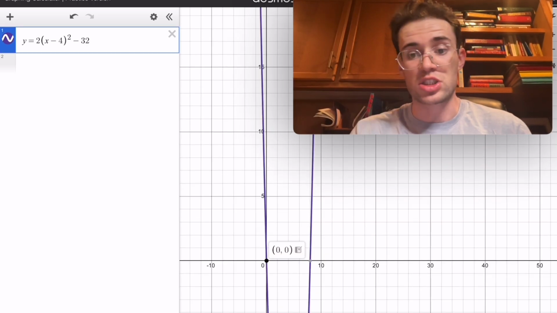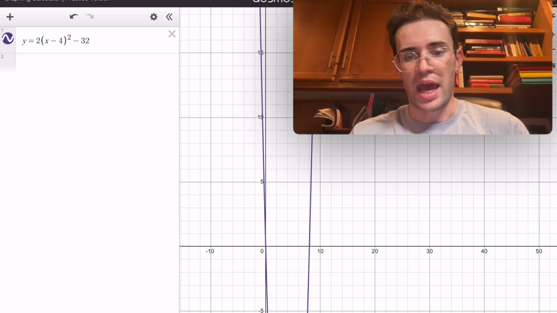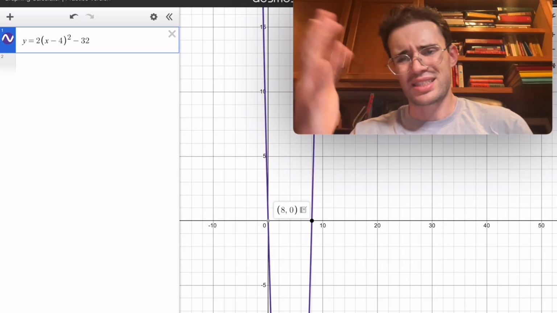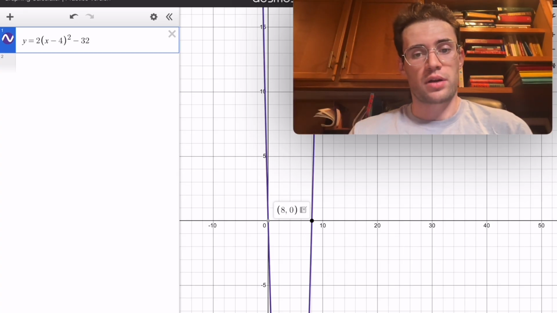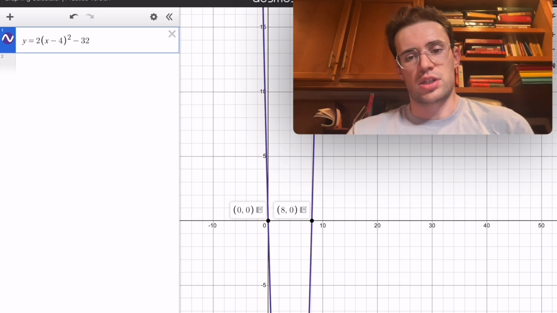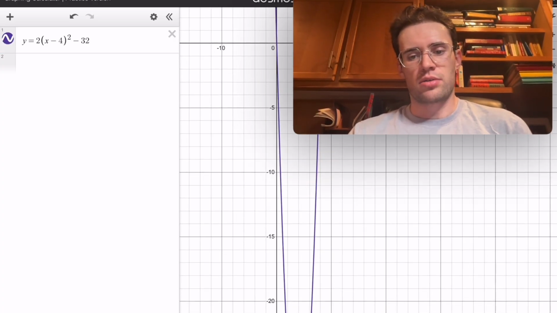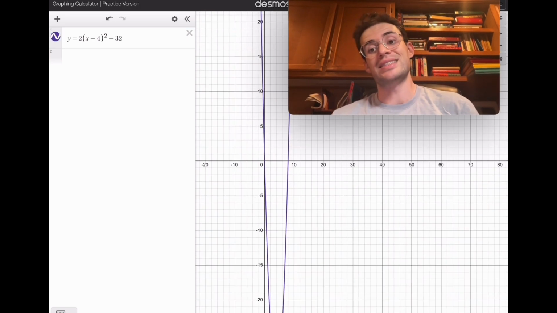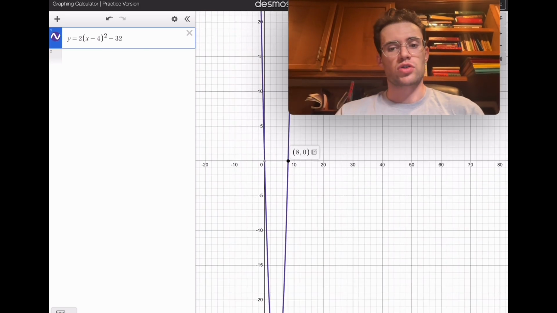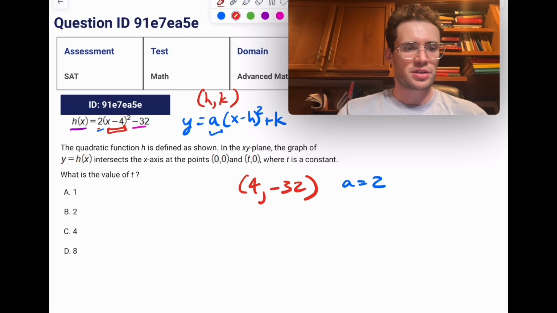We do have one at 0, 0, it passes through the origin, and we have one at 8, 0. So all that stuff I talked about with the vertex form and finding the vertex, you didn't actually need that for this one. All we're looking for is that other zero, which is at 8, 0. But just to verify that we did it correctly, 4, negative 32, that is in fact the vertex. It's in this case the minimum because it's a positive quadratic. All right, so 8 is what they're looking for, which means that t is equal to 8.